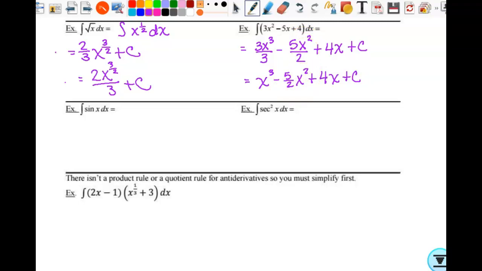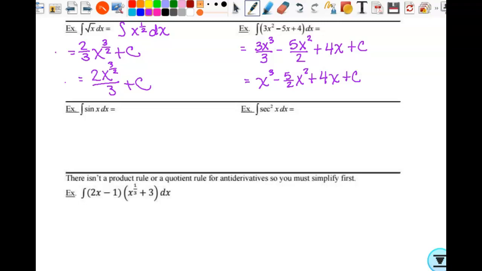And as you're doing it, once you get the hang of it, if you realize, oh, I'm going to add 1, I'm going to divide by 3, you could just jump to this, and that's fine. I just don't want to lose you in my work right now. Okay. We good? Okay. So now I'm going to integrate sine.